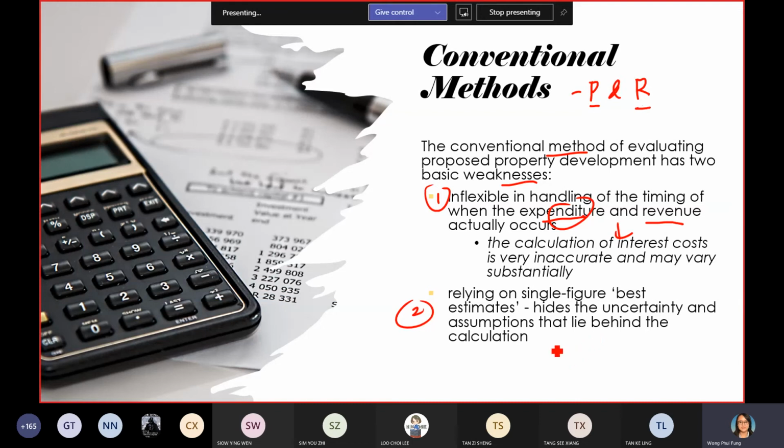So just now, the rental. The rental, we assume 150 per annum, per square meter per annum. You only use one figure, 150, to input in your Excel. How sure are you? How sure are you this 150 can remain in the future? It could be up, it could be down.